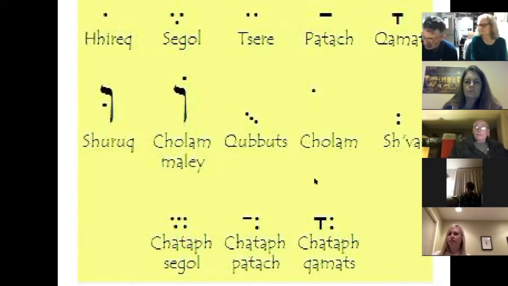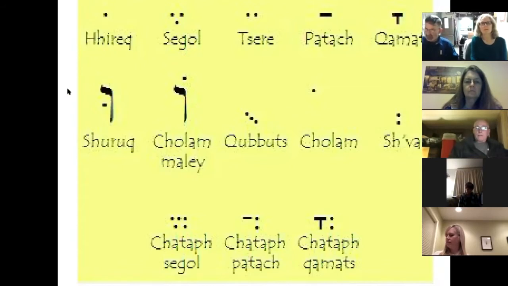What is the one right after the first segol? Hirik. I. So when you say the words, it's going to have that sound in the vowel. Hirik. So it's the I sound.